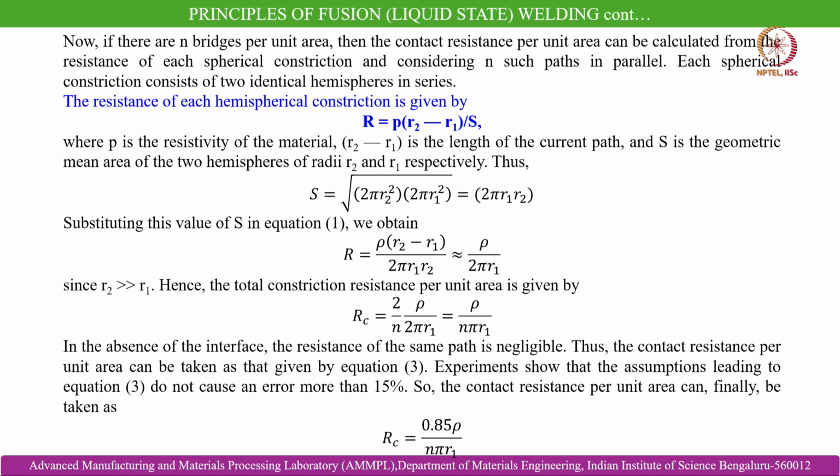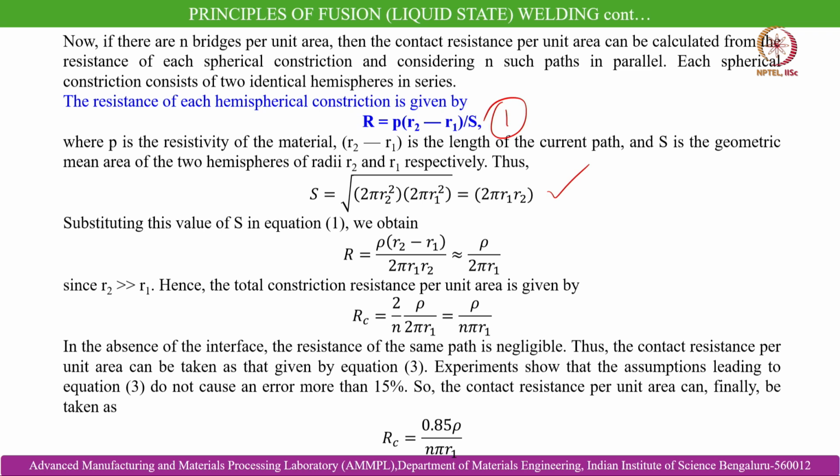Where ρ is the resistivity of the material, r2 − r1 is the length of the current path, and S is the geometric mean area of the two hemispheres of radii r2 and r1 respectively. Thus S is equal to the square root of 2πr2² times 2πr1², which becomes equal to 2πr1r2. Substituting this value of S in the above equation, termed equation 1, we can obtain the value of R.